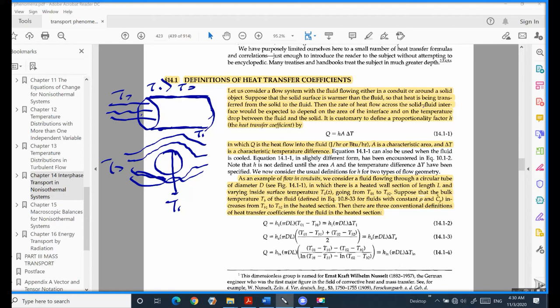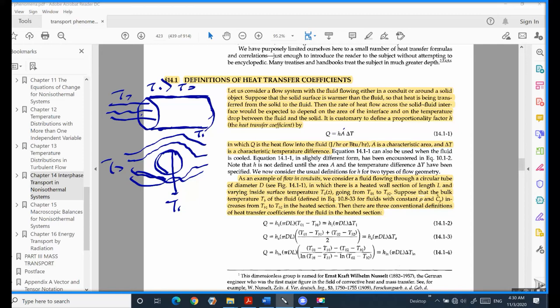So that's why the important thing here is the rate of heat flux across the solid-fluid interface, which we expect to depend on the area of the interface, this surface area, and the temperature drop between the fluid and the solid. And then we can define the heat flux by this formula.